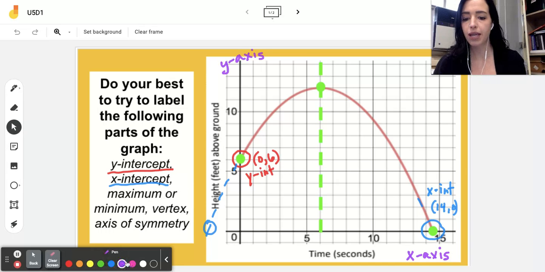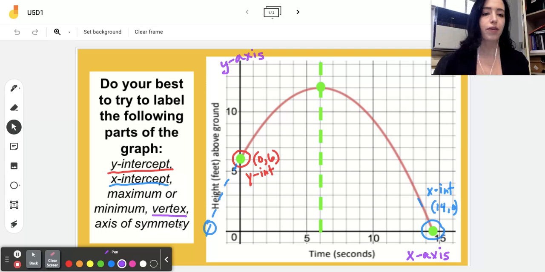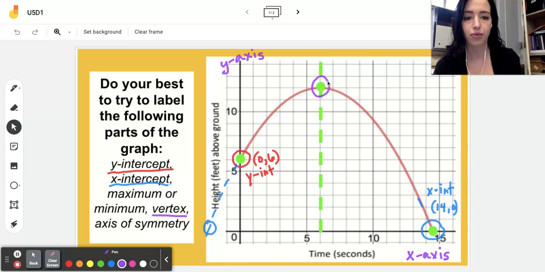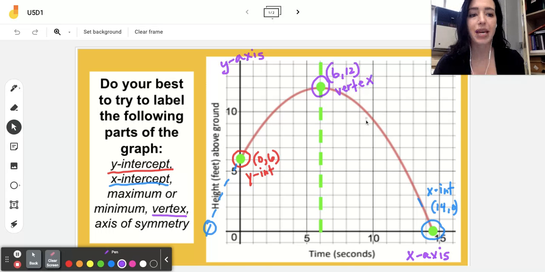All right, the next thing, there's actually three. So we're gonna look for the vertex first. The vertex is either the highest or the lowest point on the graph. In this case, we have a highest point right here. And this point is actually gonna be labeled as (6, 12), and that is our vertex. Because it's the highest point, it's also labeled the maximum. Okay, so that's going to be in purple as well. We don't have a minimum on this graph.